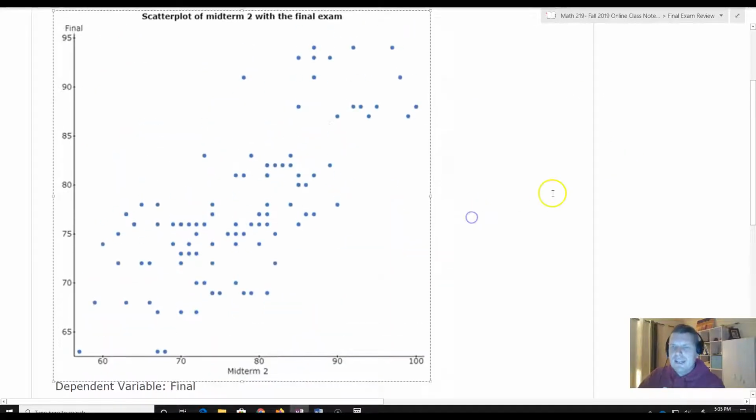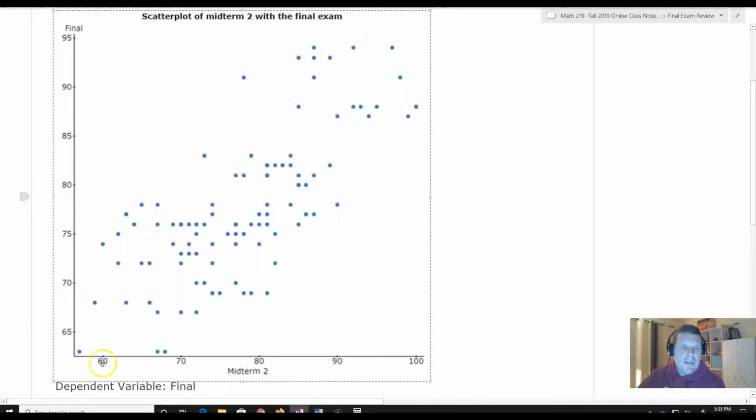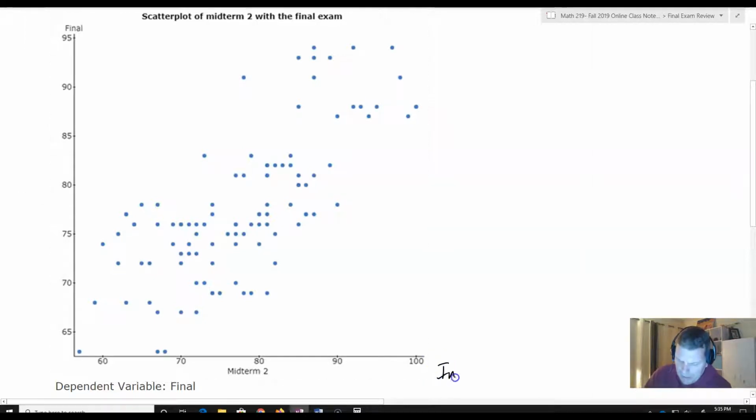So now I look at this and I go, okay, here's my display, and what I want to notice is here's midterm 2. That's my x-axis, what we call my independent variable. And then my dependent variable is the final exam score, right?